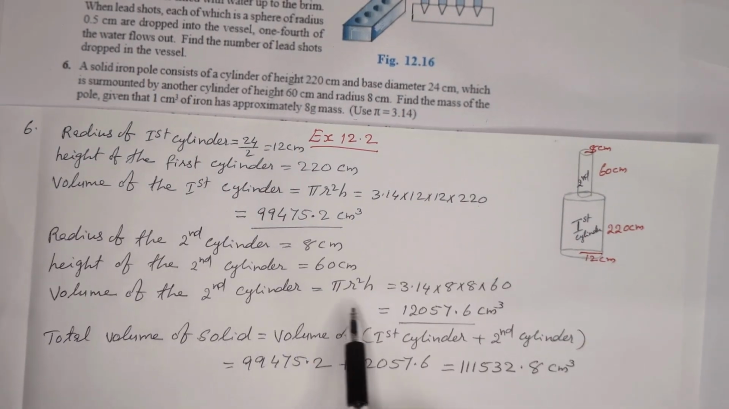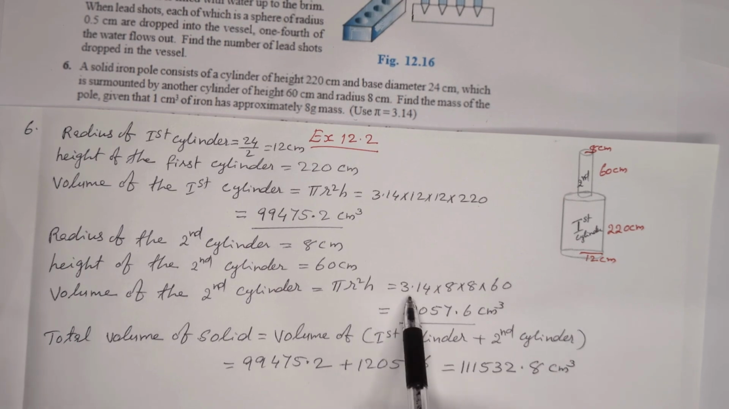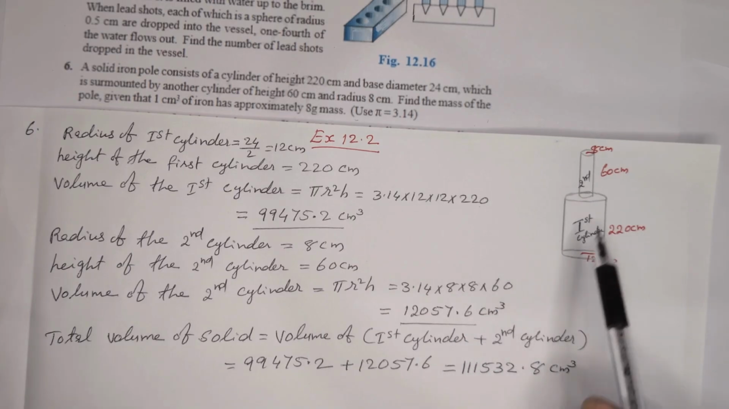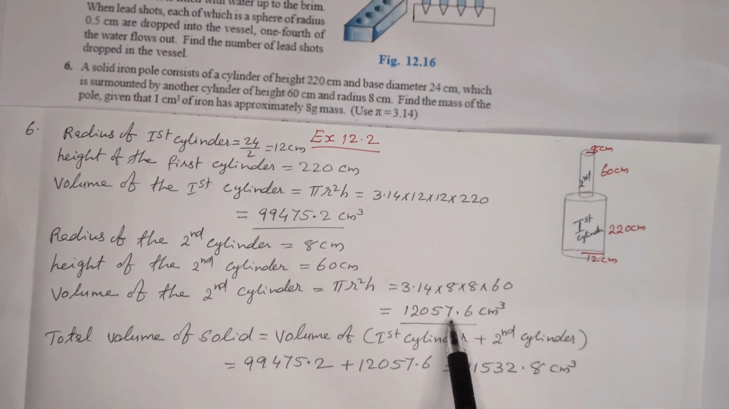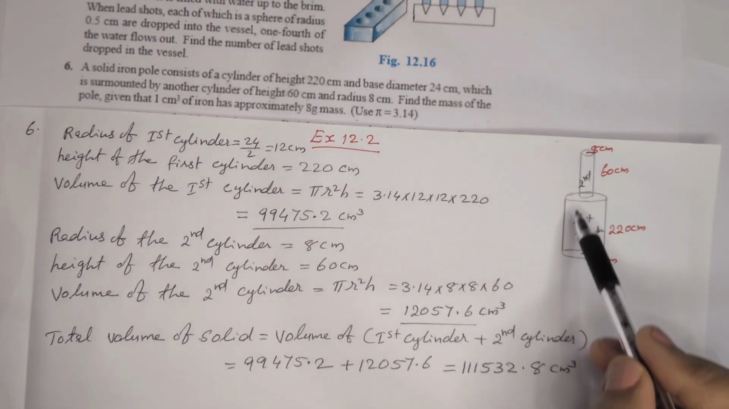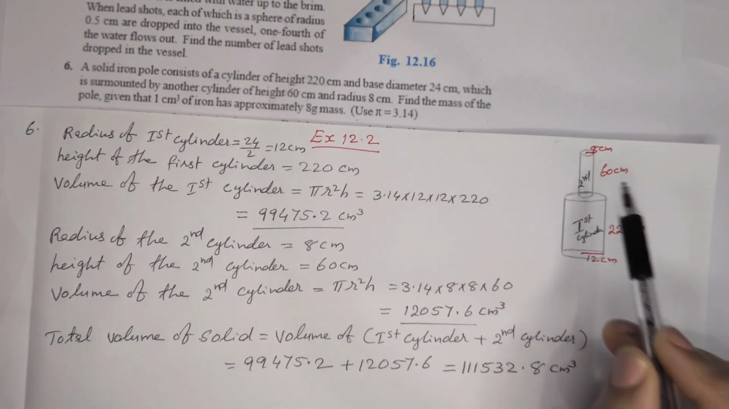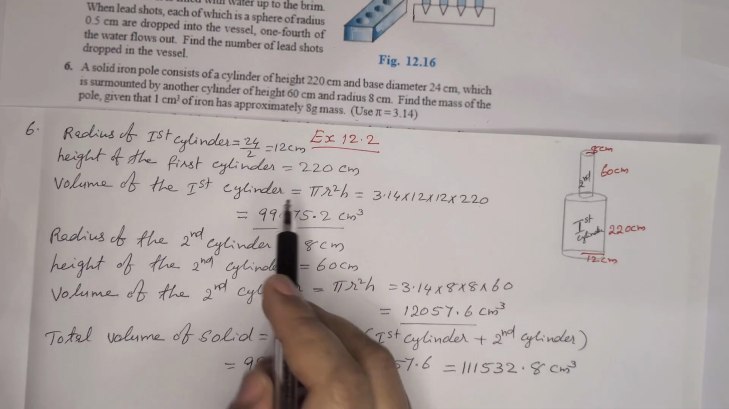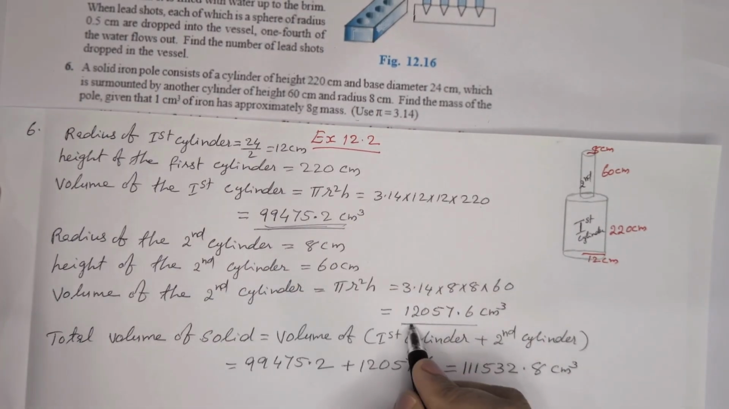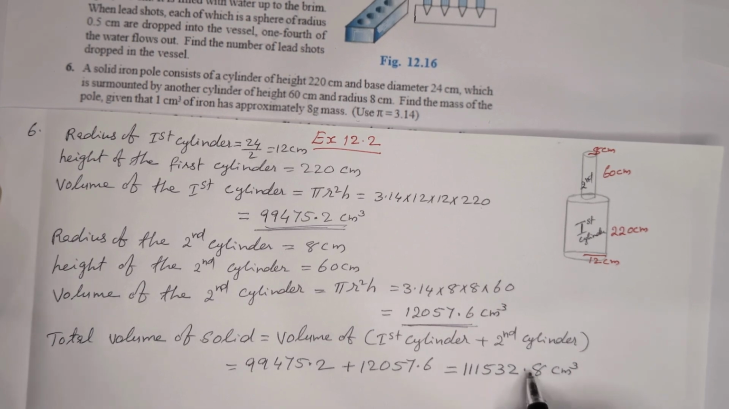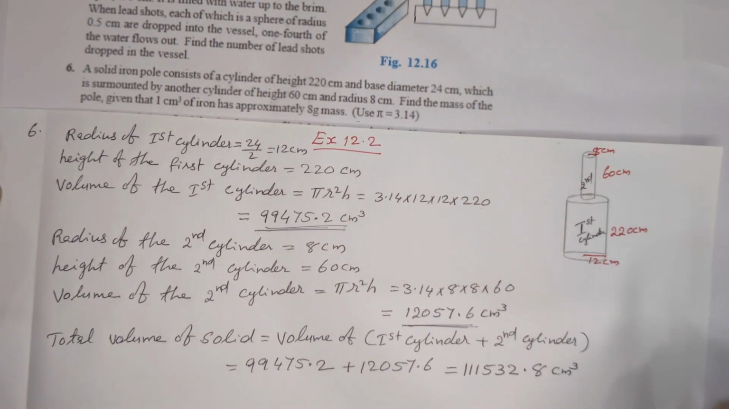Same way we have to find the volume of the second cylinder, using the formula pi r square h. Pi as 3.14, radius 8 centimeter, so 8 into 8, height is 60. That is 12,057.6 centimeter cube. Then the volume of the entire solid is equal to the volume of the first cylinder plus the volume of the second cylinder. When we add, we get 1,11,532.8 centimeter cube. This is the volume of the solid, both the cylinders together.